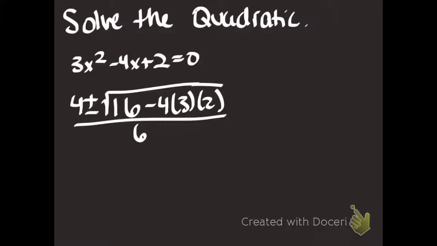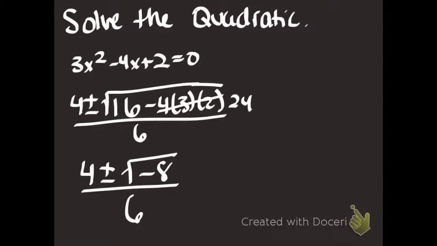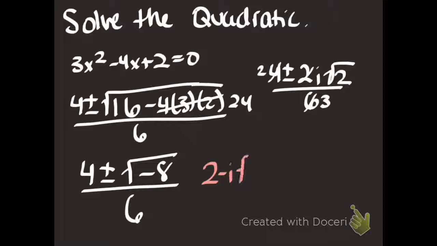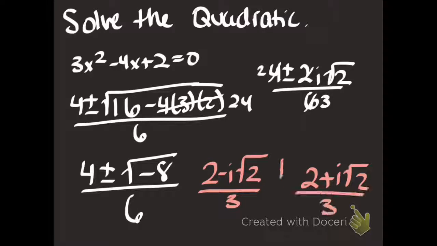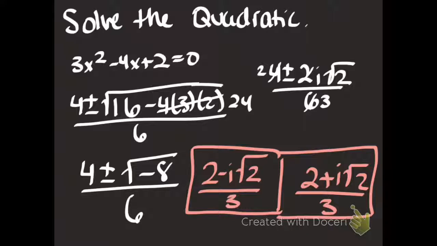The 4, 3, and 2 give you 24, which then gives you a negative 8 inside of the square root. So it's 4 plus or minus the square root of negative 8 over 6. This then gives you an i in the following. So you get 4 plus or minus 2i square root of 2 over 6. You then take out a 2 from all of these, and then you split up the different answers. So you get 2 minus i square root 2 over 3, and 2 plus i square root of 2 over 3 for the answers to the equation.